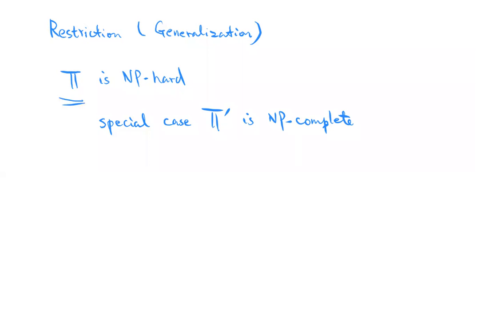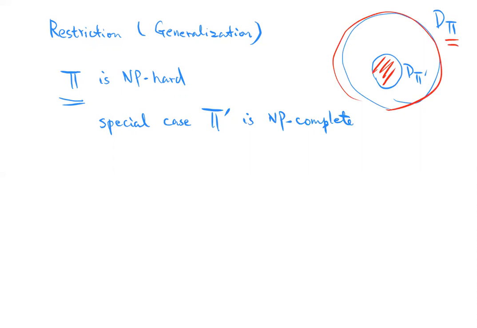So if that's the domain of pi, and here's the domain of pi prime, we know this part is hard already. Of course, pi is difficult, because if we can solve pi, the whole thing can be solved, including pi prime. So that's the idea of restriction or generalization. In order to show that the problem is difficult, we show that a special case of the problem is difficult.